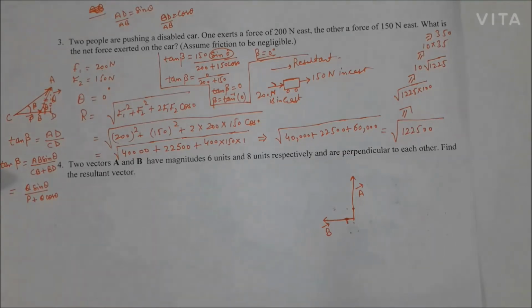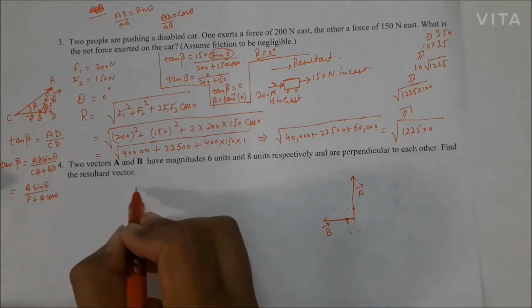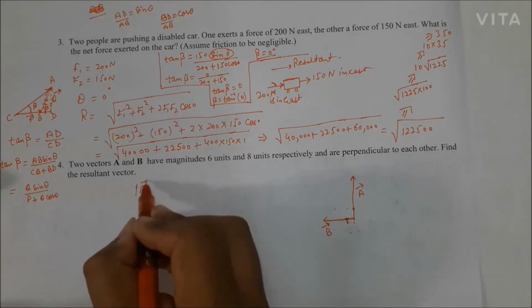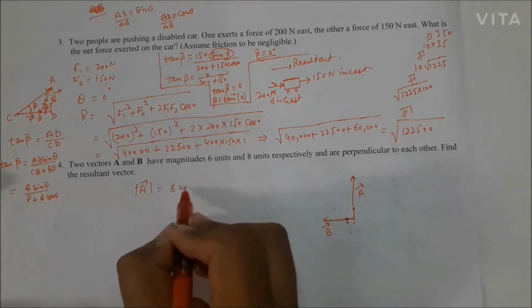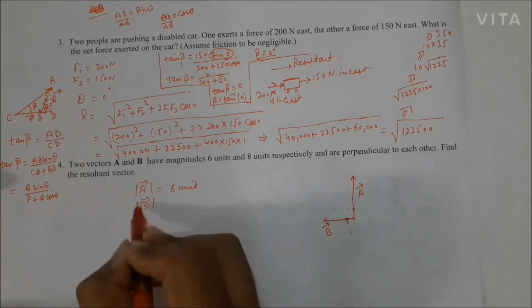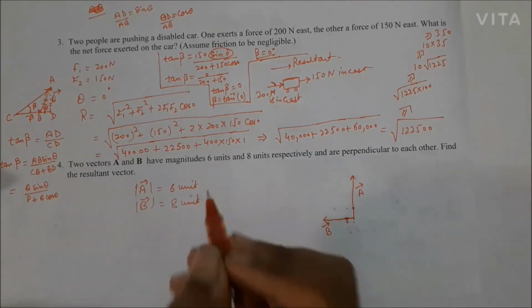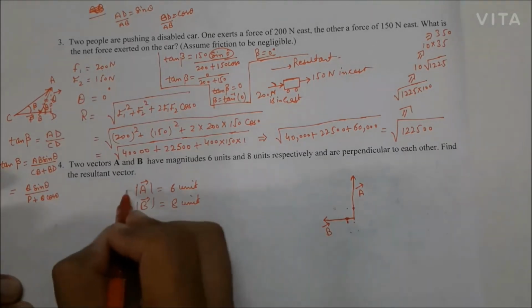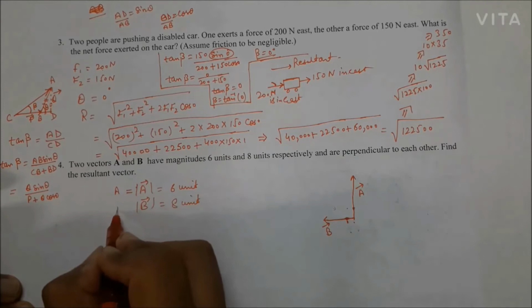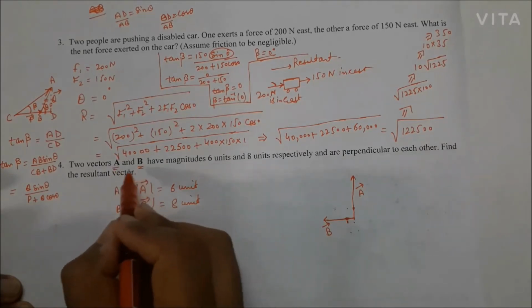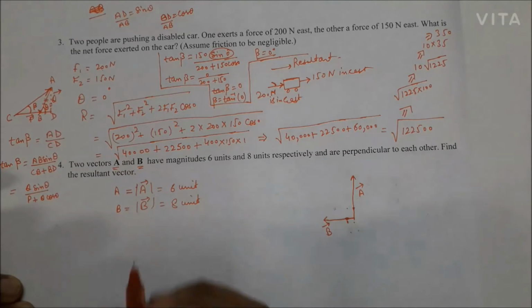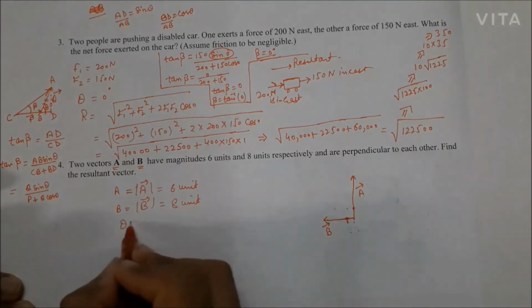It states two vectors A and B have magnitudes 6 and 8 units respectively and are perpendicular to each other. Find the resultant vector. Now these two vectors are mutually perpendicular to each other, means the angle between A and B is 90 degree. The magnitude of A vector is 6 units and magnitude of B vector is 8 units. I can write magnitude with simple A and simple B. Here A and B are bold, means these two are vectors. So the angle between them is 90 degree.